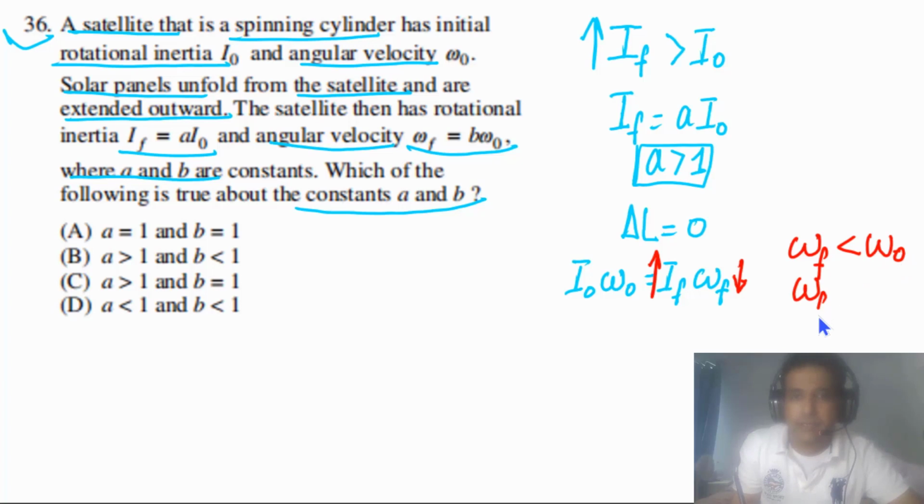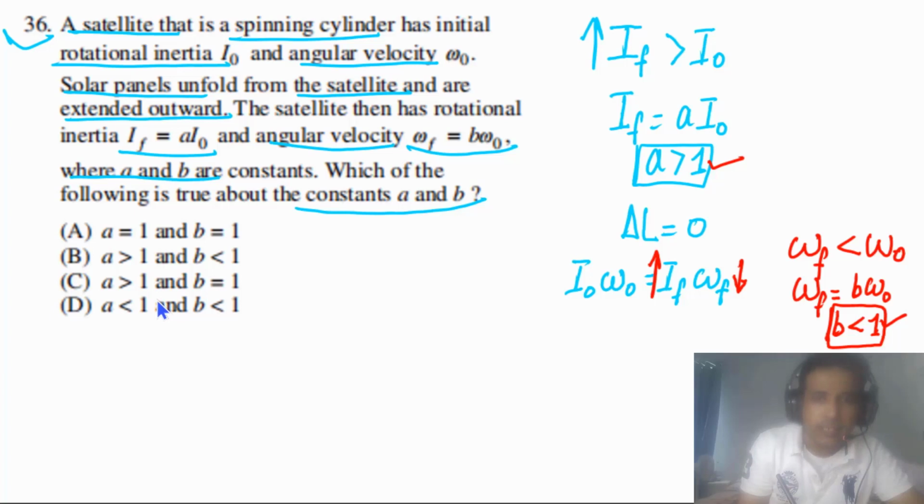So as omega f is equal to b times omega naught, b has to be lower than 1, because omega f is lower than omega naught. So a has to be greater than 1 and b has to be lower than 1. So the answer for this question has to be B. A is greater than 1, b is lower than 1. So the answer for this question is B.